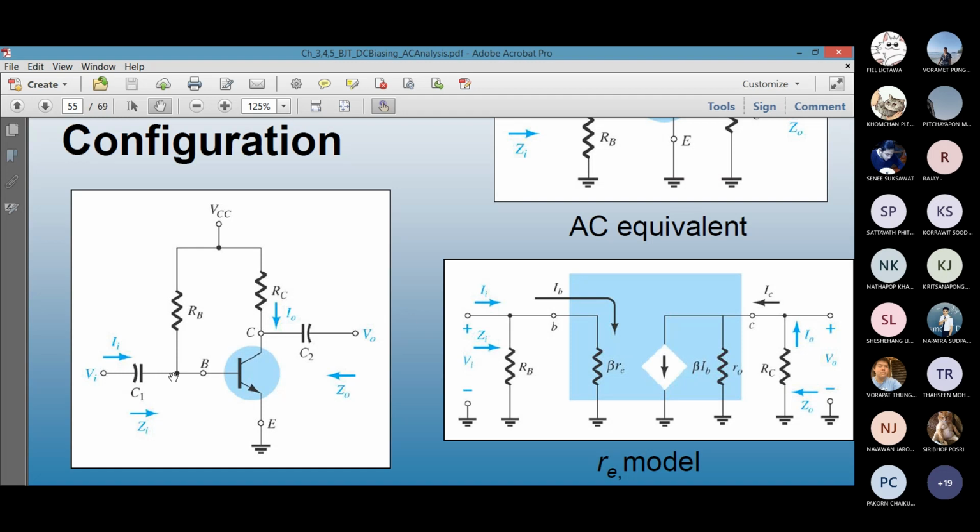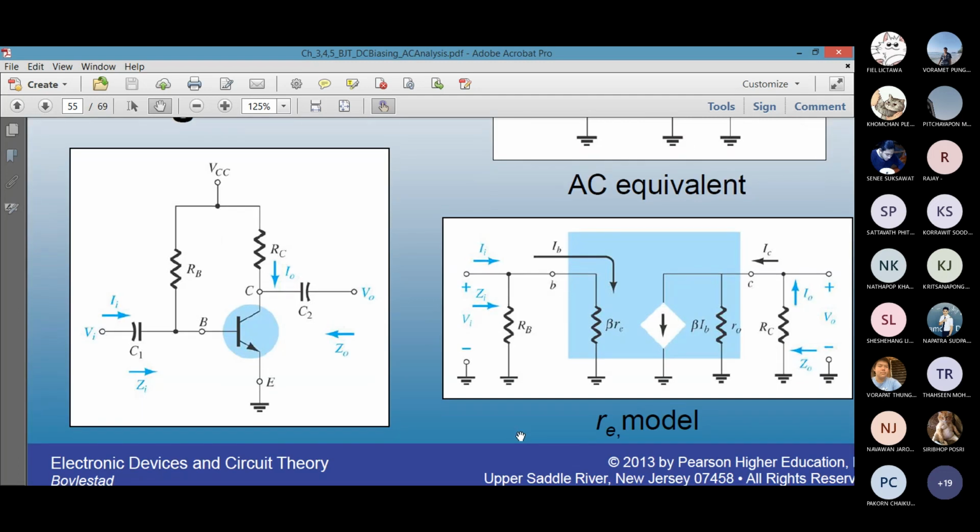The capacitor is short, and instead of the BJT symbol, you just throw the model inside, the re model. In the re model, you have beta re, the current source, and output impedance ro. Now, if you look at the circuit as a whole, you can see the input and output impedance values. From the input side, it is RB parallel beta re, that's Zi. The output impedance Zo will be RC parallel ro.